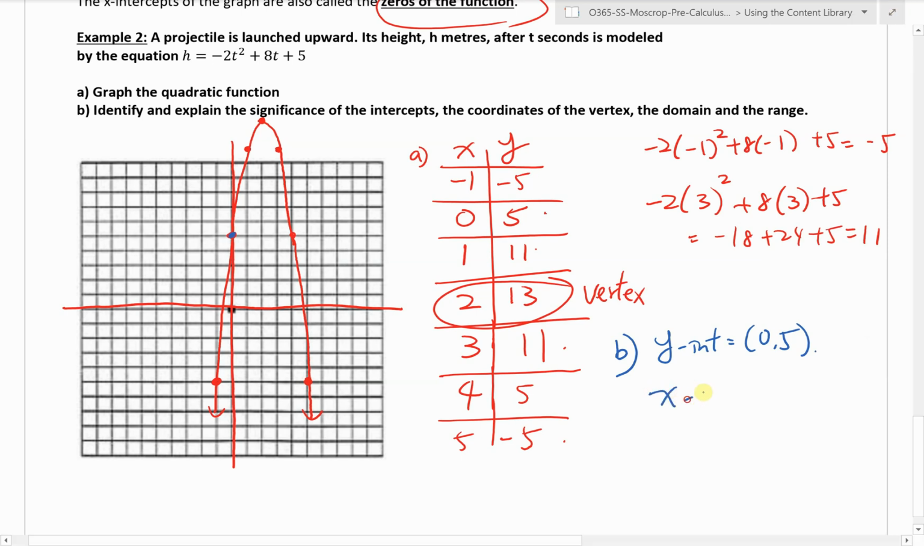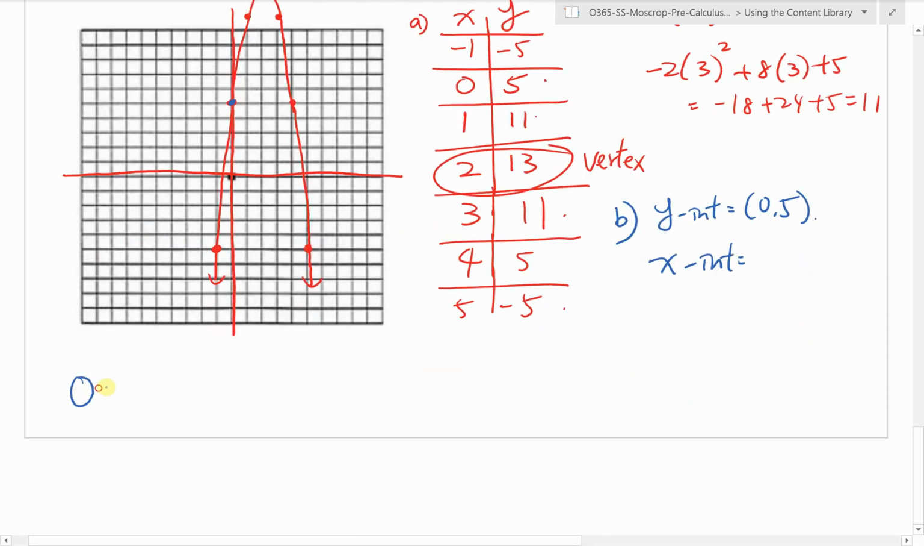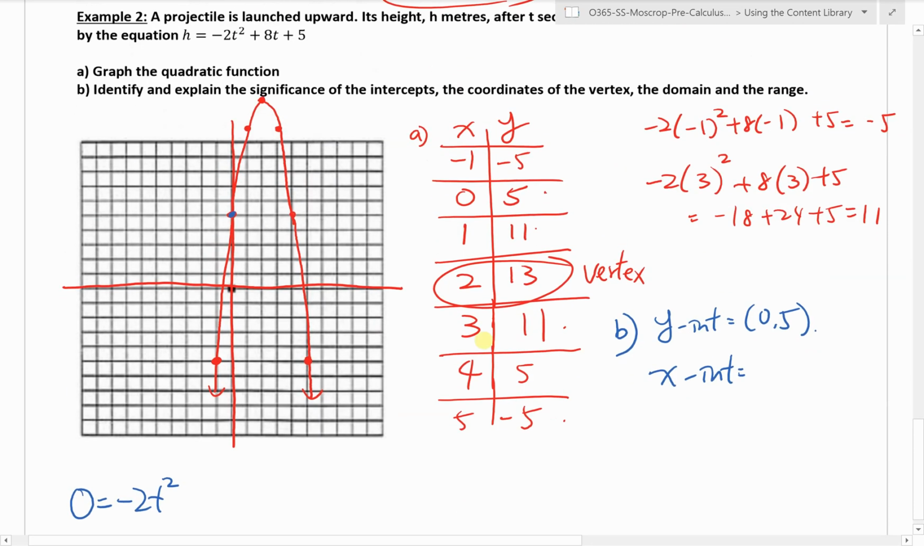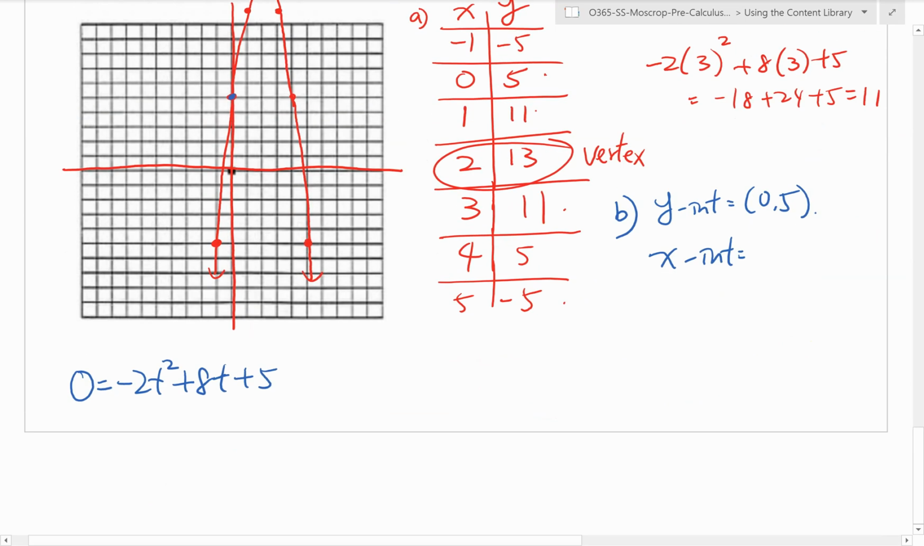Remember, we can actually solve for the x-intercept by making y equal to 0. So I'll do it right here. When you make y 0, that means the height is 0 in this case, and that equals -2t squared plus 8t plus 5. Let me say that again. If you're looking for the y-intercept, that means you plug t as a 0, and then you get the y value. To find the x-intercept, you make the h 0. So I guess I shouldn't really say y-intercept. I should say h-intercept and t-intercept.